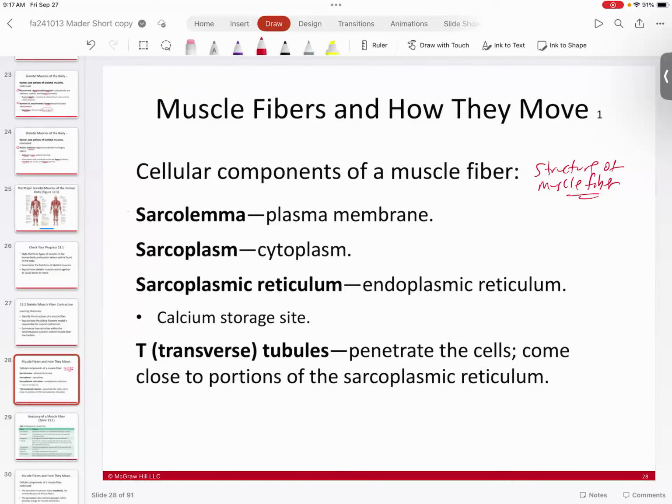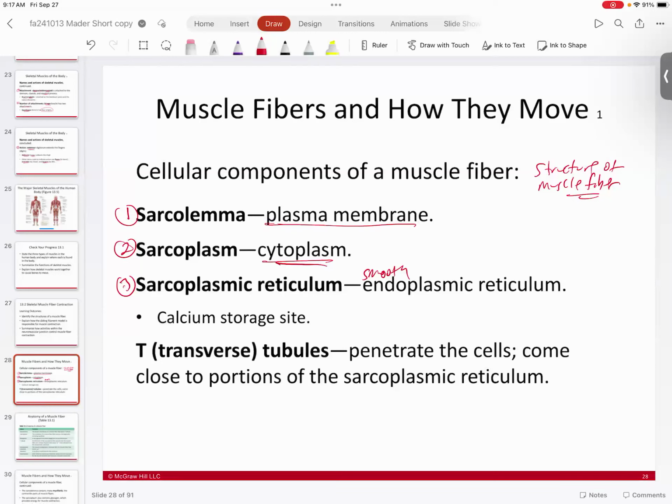For instance, in muscleology, if you will, the plasma membrane is called the sarcolemma, but it's a plasma membrane just like any other cell has a plasma membrane. The cytoplasm we refer to as the sarcoplasm, but it's still the cytoplasm of the muscle cell, which is the muscle fiber. The sarcoplasmic reticulum is the endoplasmic reticulum, the smooth, actually, endoplasmic reticulum of a muscle fiber.